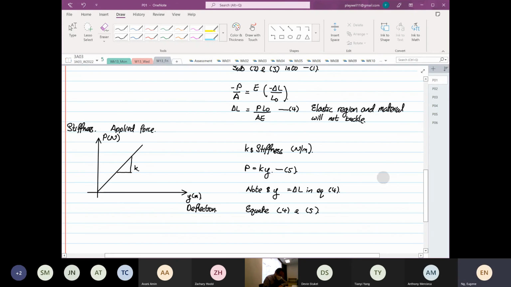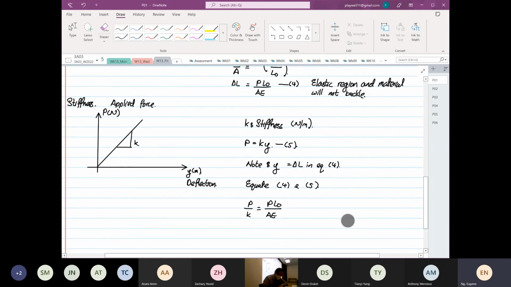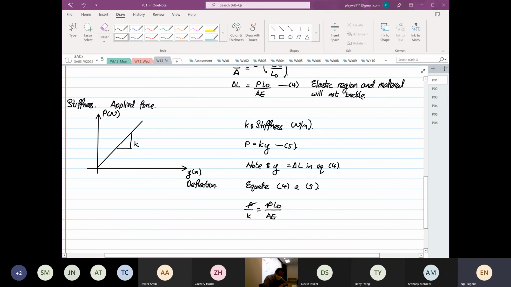We have P, right? So when I say equate, we equate equation 4 and equation number 5. So delta L, or y, is equal to P over k, and this is equal to P L naught over AE. Okay. We can get rid of the P, right? So stiffness, k, is equal to AE over L naught. Okay. So this is equation 6.